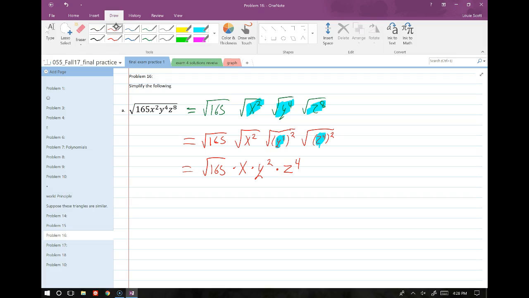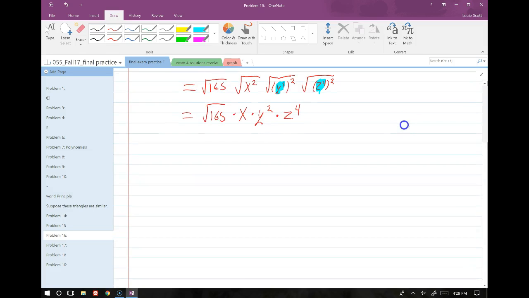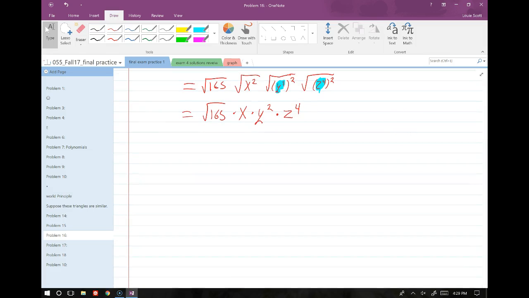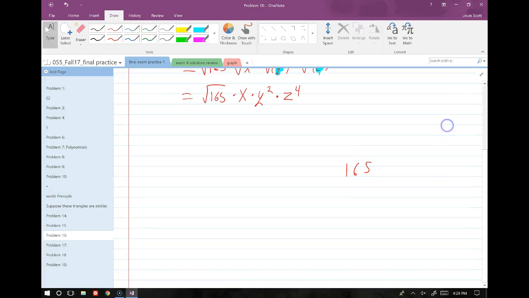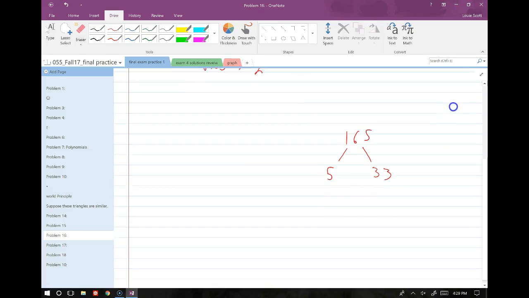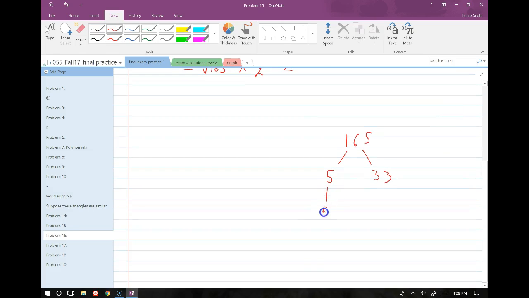The last thing, I could have done this first if I wanted to. I'm just going to check out 165 and see if I can do anything with that. So I'm going to create my factor tree and see if when I get to the bottom I have any pairs. So 165 is 5 times 33. 5 is prime, so it just drops right down. 33 is equal to 11 times 3. These are all prime. There are no pairs here. There's nothing to simplify with that number, so it just stays there.